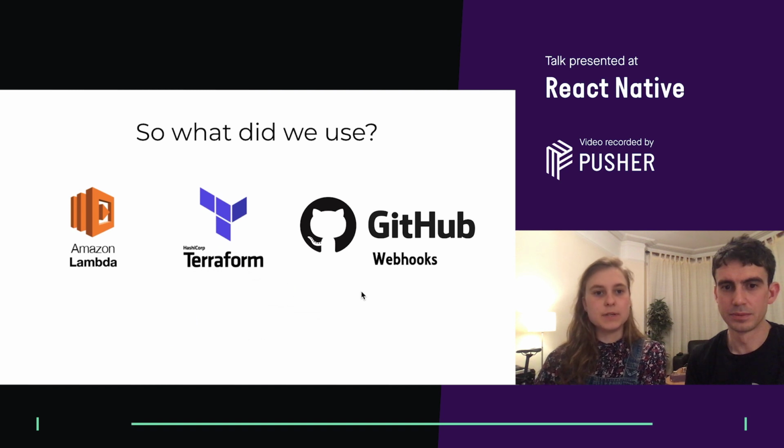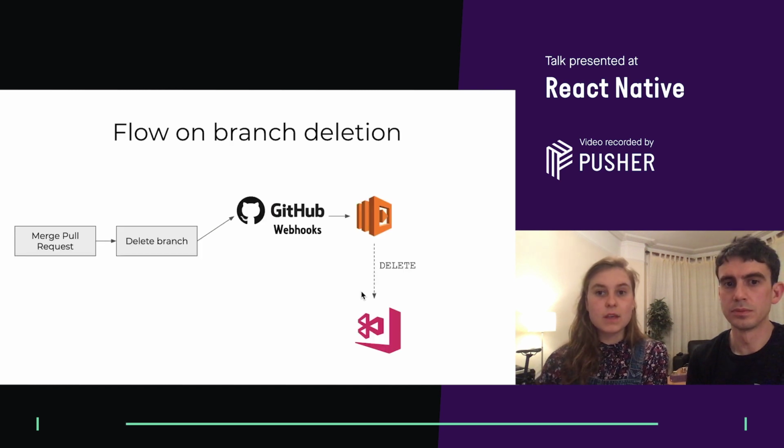So what did we use? We used AWS Lambda, Terraform to automate the setup, and we used GitHub webhooks to trigger this action on the branch deletion. So what's the flow? So we've tested the feature in the developer app as we've been iterating, and now we're done. So here's the flow on branch deletion.